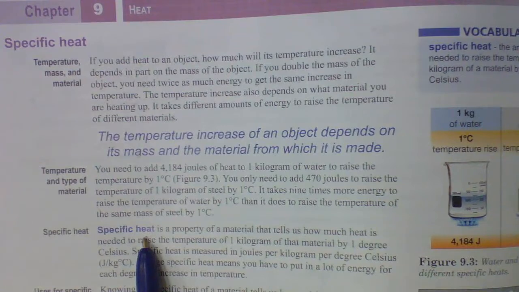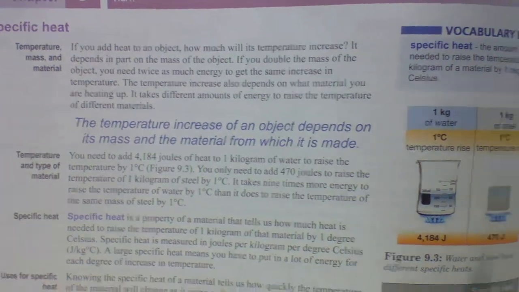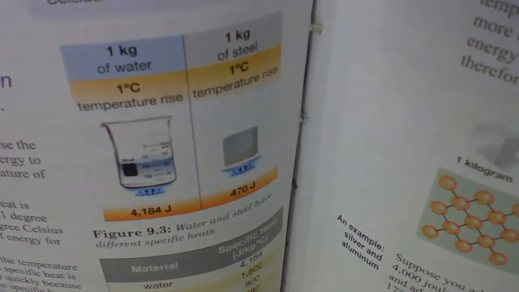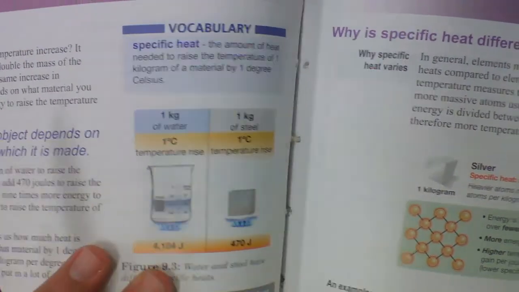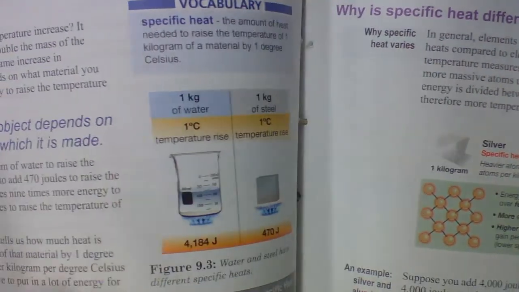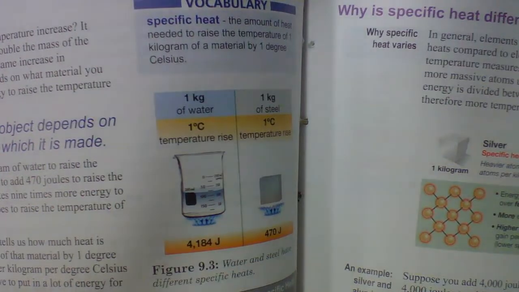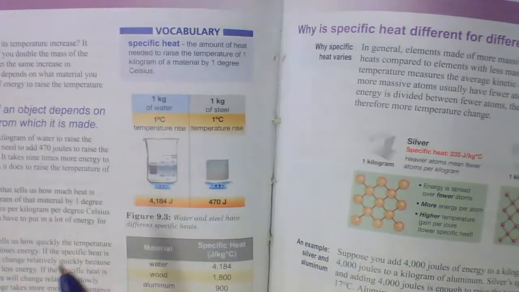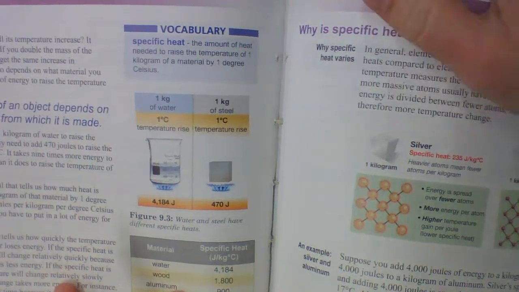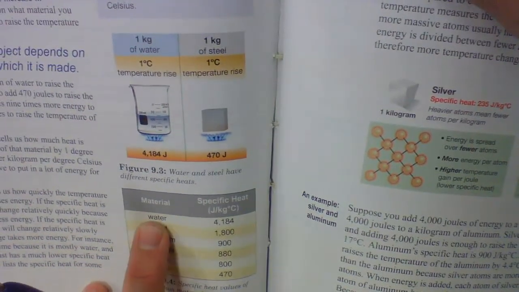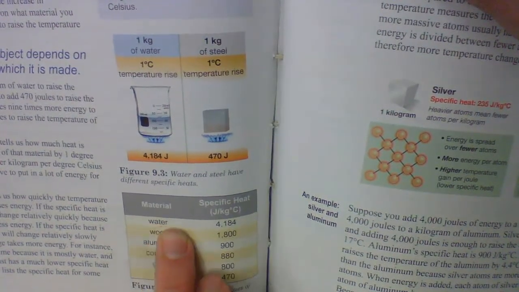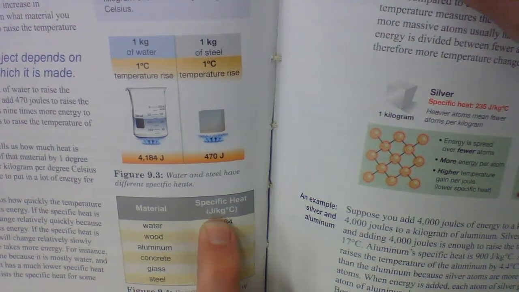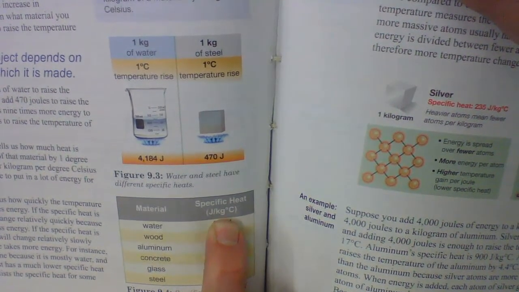And every material has its own specific heat. So there was a table in our book. I can't see if I can get it on the camera here. This table right here gives us the value for water. So the specific heat of water is 4,184 joules per kilogram degree Celsius.